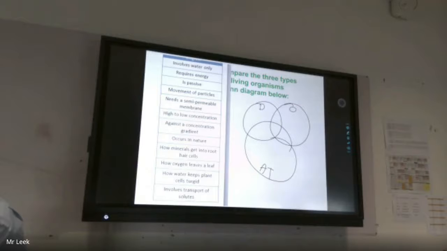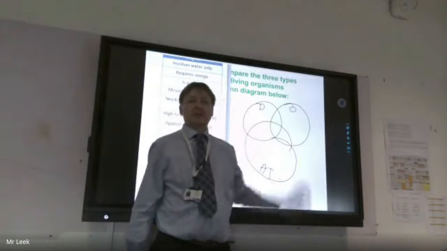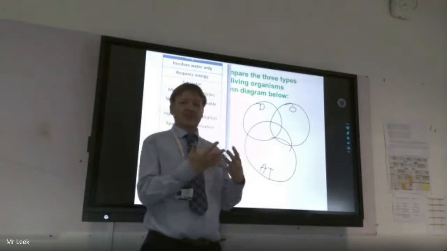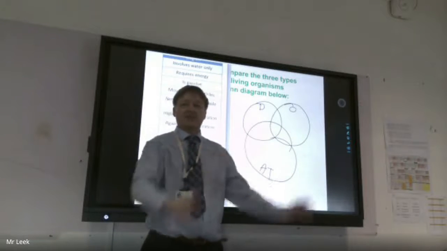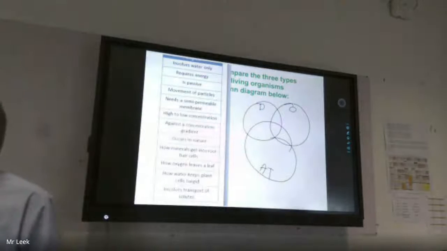How does oxygen leave a leaf? Is it going to be osmosis? Not without water. And do you think a leaf is constantly using energy to get oxygen out? So just think about it logically, about what it could be.